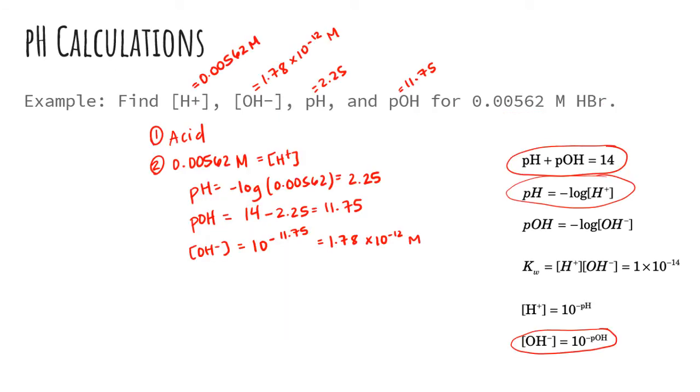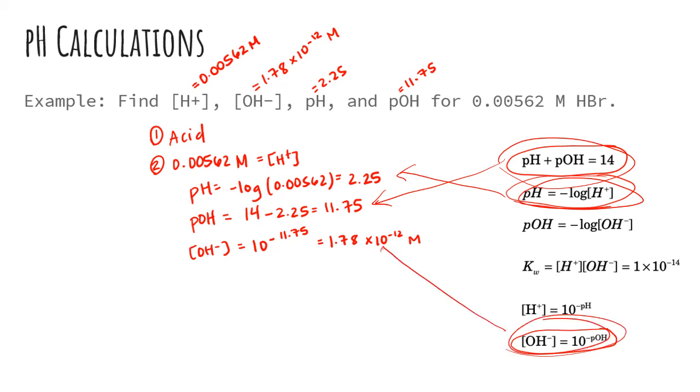I have 0.00562 molar. When I take the negative log of that, I get 2.25 as my pH. Then I'm going to do 14 minus 2.25 to get 11.75 as my pOH. Then finally, I'm going to do 10 to the negative pOH, so 10 to the negative 11.75 to get 1.78 times 10 to the negative 12. All right. So at this point, you're going to do lots of practice on this, okay? But that's all for our notes today.